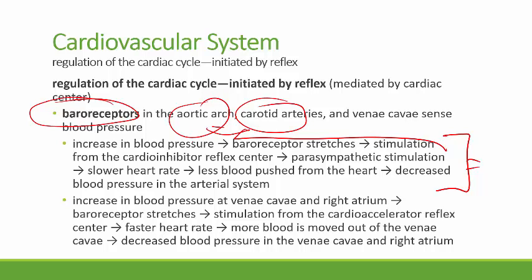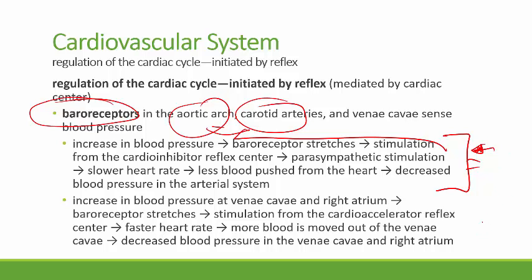So when we're sensing blood pressure at the aortic arch and the carotid arteries, we're getting the most important places covered. So if we see an increase on the arterial side, we see these effects here.